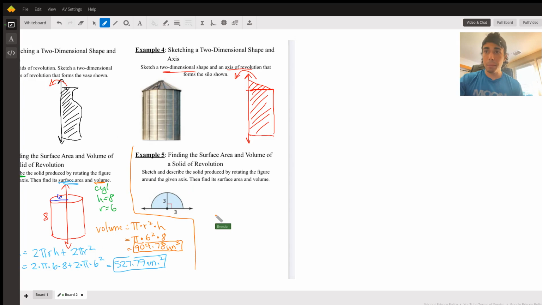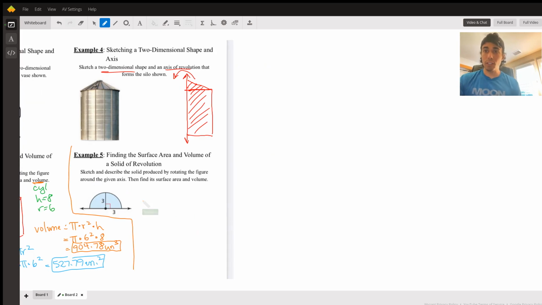All right, one more example of this. We're finding surface area and volume. So think about that semicircle. I'm rotating it around, based on the axis being flat rather than up and down this time. I'm going to do my best to draw this. It's going to give us a sphere, like a ball shape. So it's going to look something like that. I'm trying to draw a ball. All right, and then your radius is going to be 3.